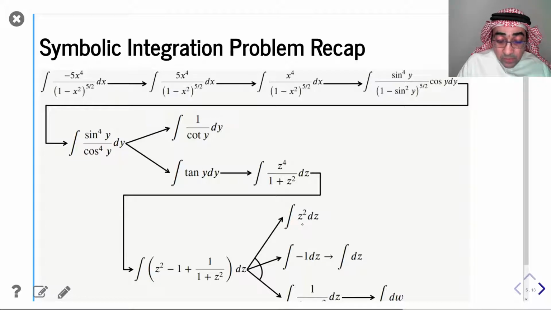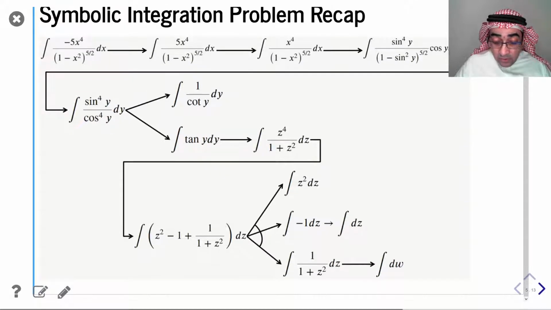The first problem that we have to solve is z squared dz. This is in my table of solutions, so that's done. Then I had the minus 1 dz. I took the safe transform, took the minus out, so it became dz, and I have this in my table of solutions. The last problem that I had in the AND node is 1 over 1 plus z squared dz, and we used the heuristic transform again to transform this, and we got the integration of dw, and this is also in my table of solutions. So I got the solution for this, this, and this.